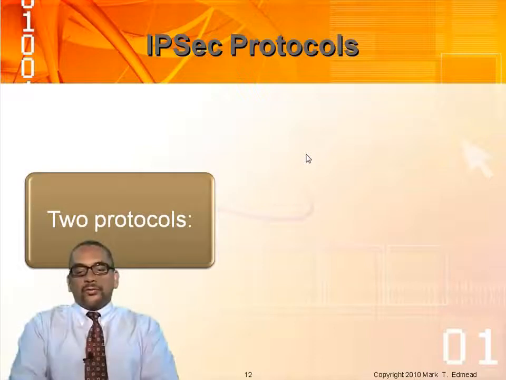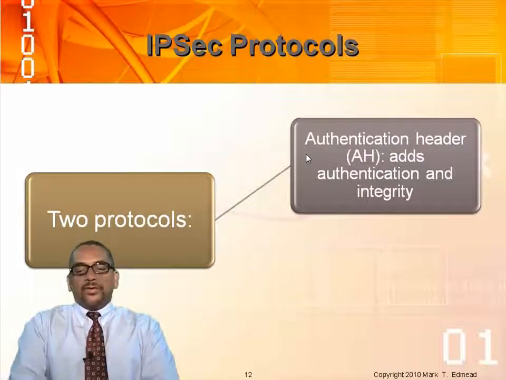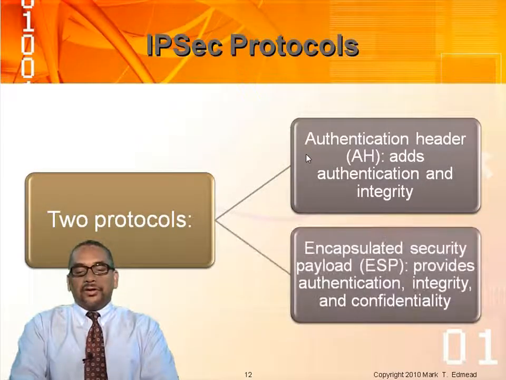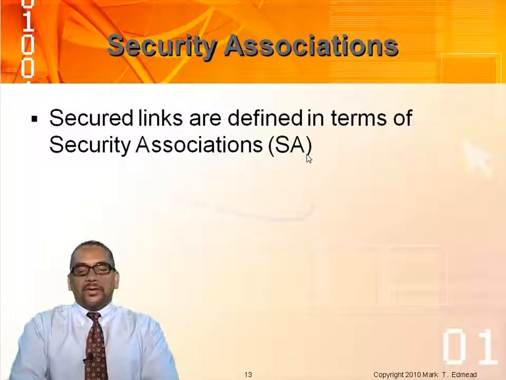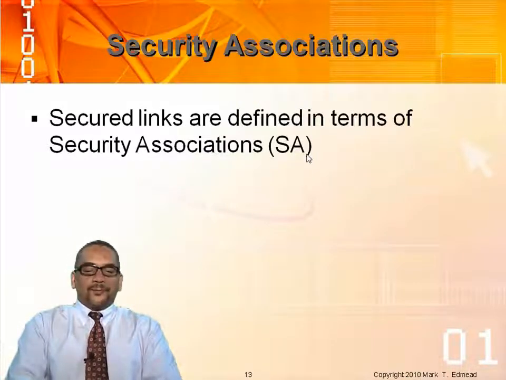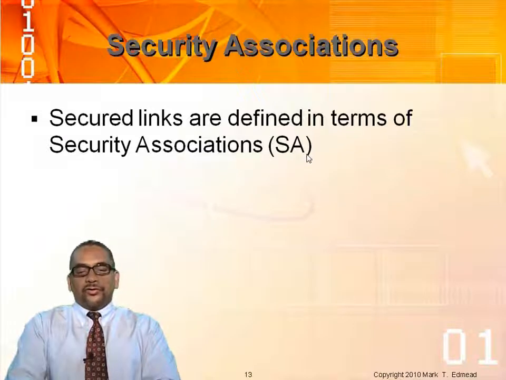The two protocols that we use in IPSec: one of them is called Authentication Header, or AH. This is where it adds authentication and integrity. And the other one is called Encapsulating Security Payload, or ESP. This provides authentication, integrity, and confidentiality. There's also this term called security associations. Because remember, we talked about computer A talking to computer B. Well, the security association is a secure link that defines how that communication is going to happen.